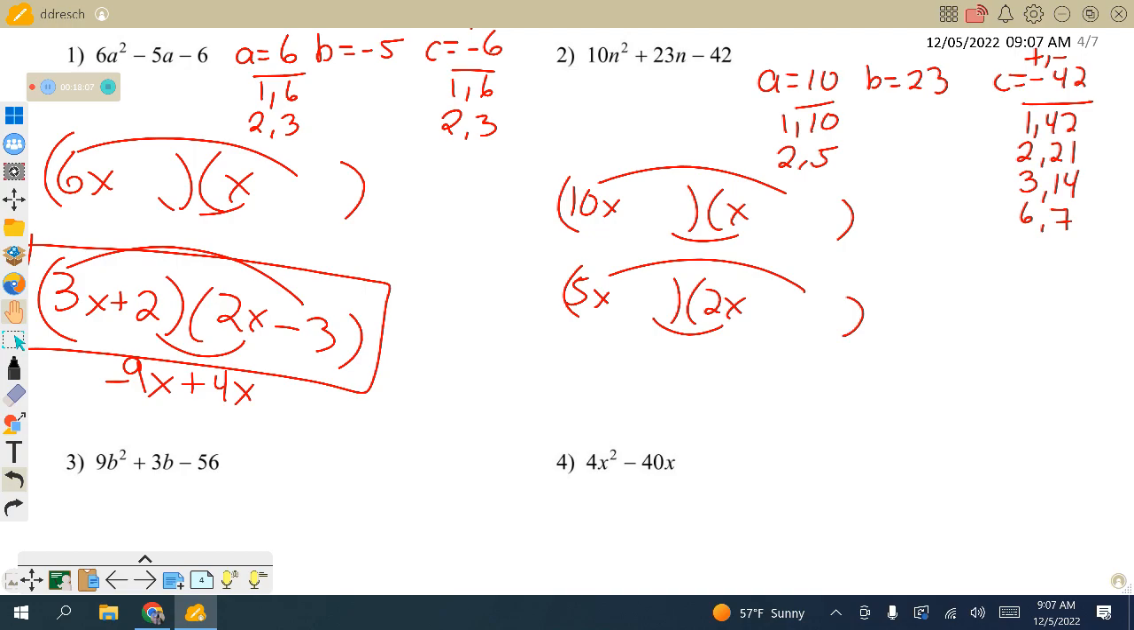If somebody's kind of figured it out, would a 1 and 42 be helpful? No. Would 2 and 21 be helpful? Would a 3 and 14 be helpful? How about a 6 and 7? Yep. I would be focused on using that 6 and 7 in one of the locations. Okay.